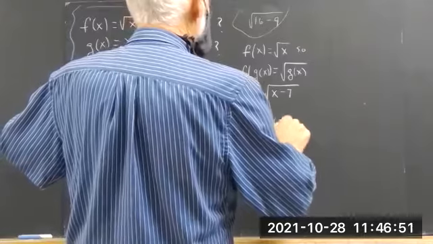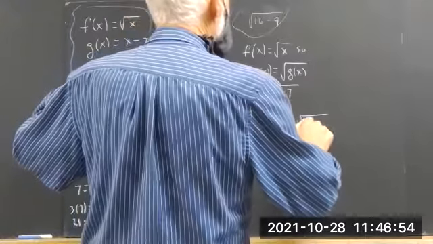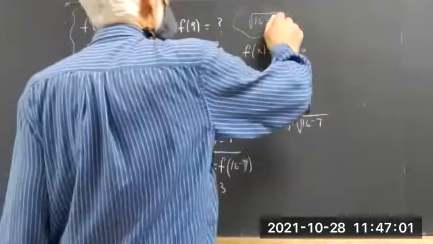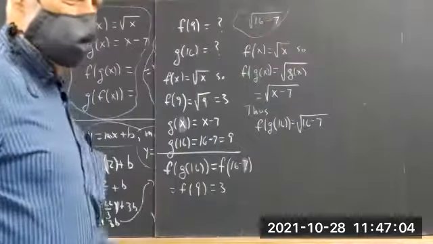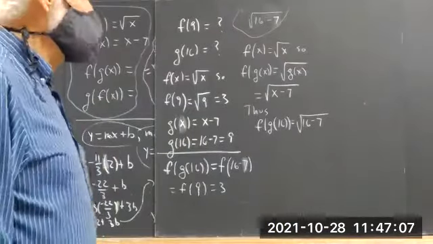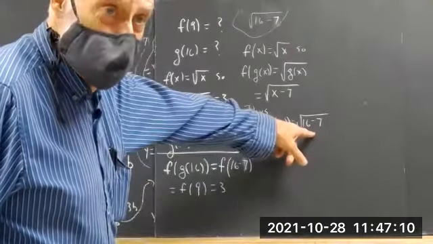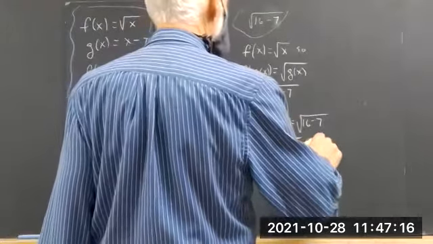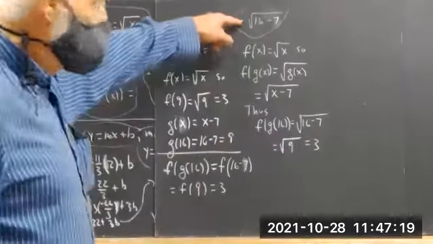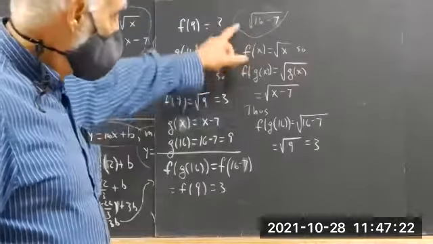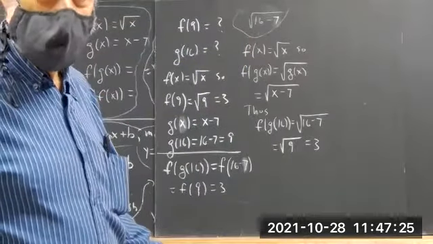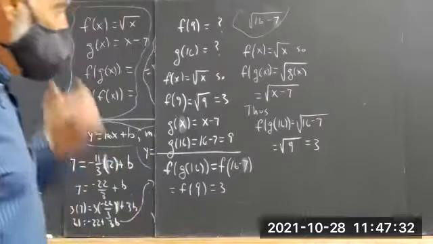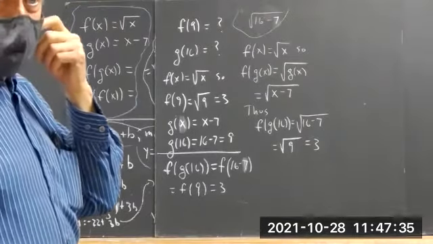So f of g of 16 is what you wrote. You wrote the square root of 16 minus 7, which is correct. I get my odd numbers mixed up all the time. Anyhow, you got this. So you skipped all this and went right to this expression, which shows that you pretty much understand everything you need to understand at this point to get started on your composite functions. And I think you'll be in good shape. You just got to get that homework done.